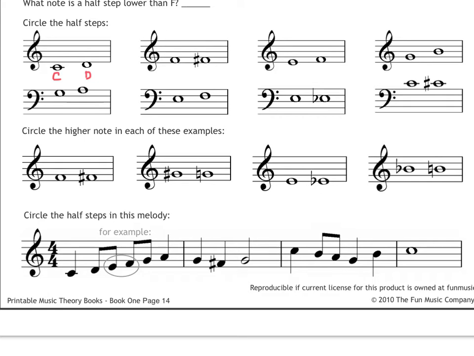For example, the one that's written here, this distance is a half step because these are the notes E and F. E and F, as you know, are right beside each other on the staff. So look at each pairing. F to G, is that a half step? G to A, is it a half step? A to G, is it a half step? G to F sharp, etc., all the way through. So circle all those half steps that you can find in that melody.